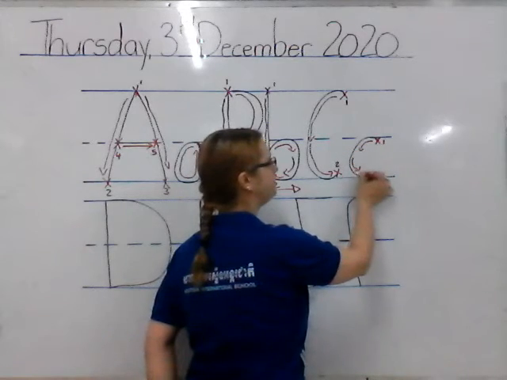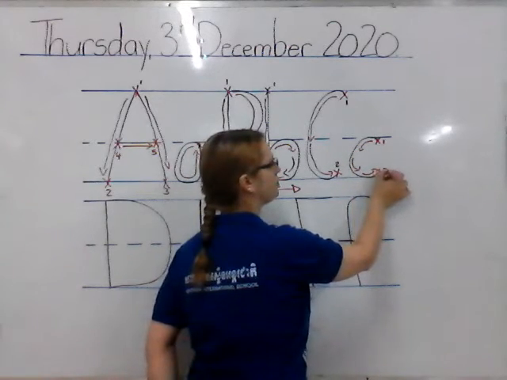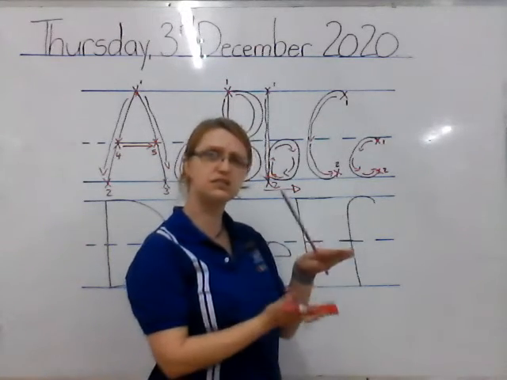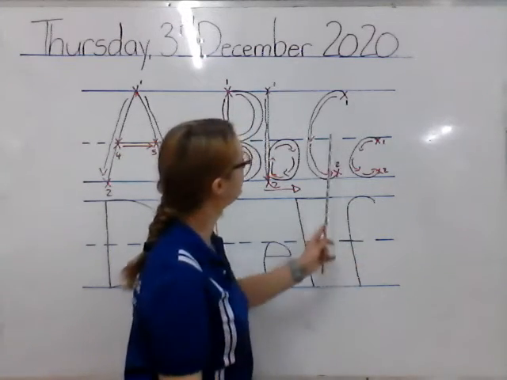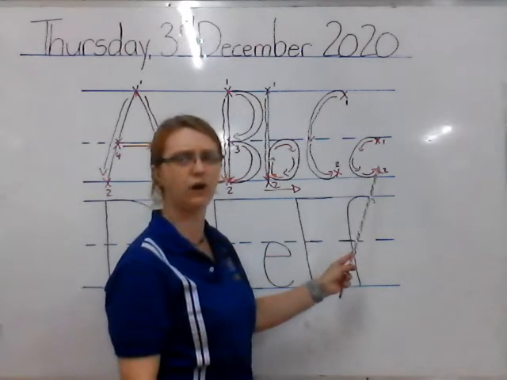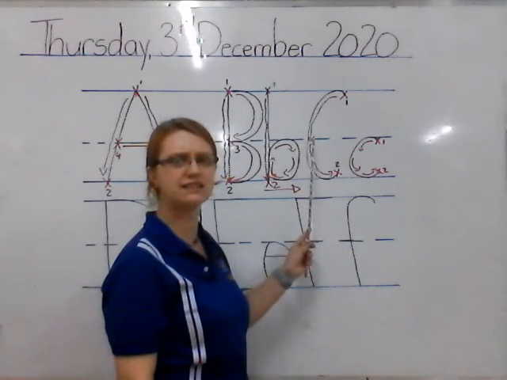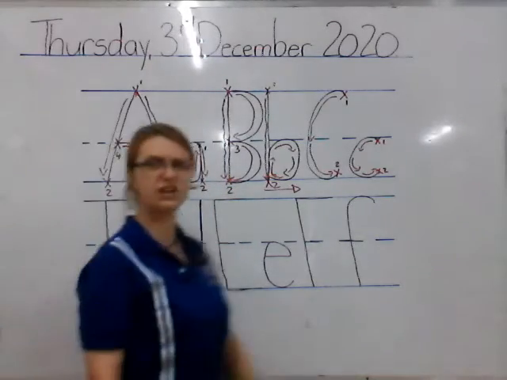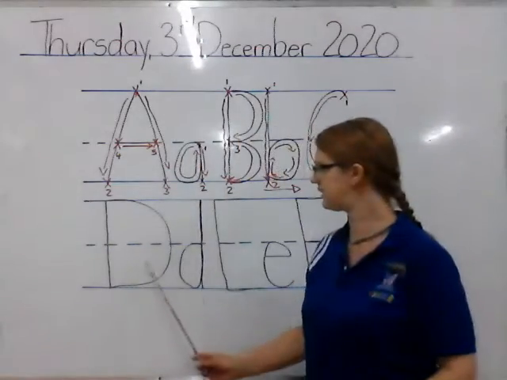Around and around and around to point 2. Hey, it's the same as the big one, it's just smaller. Uppercase C, lowercase c. Uppercase C, lowercase c. Alright, let's go to the next one.